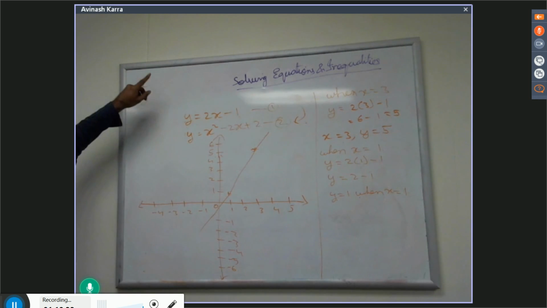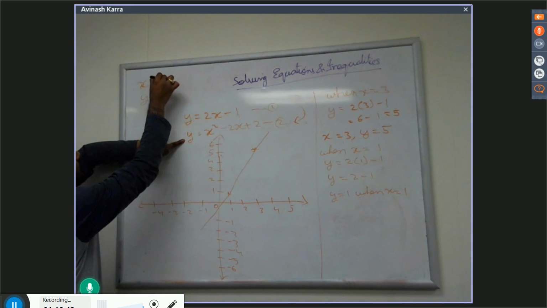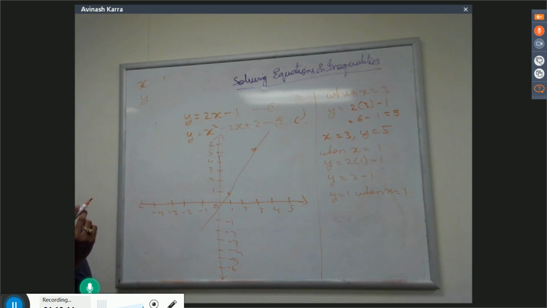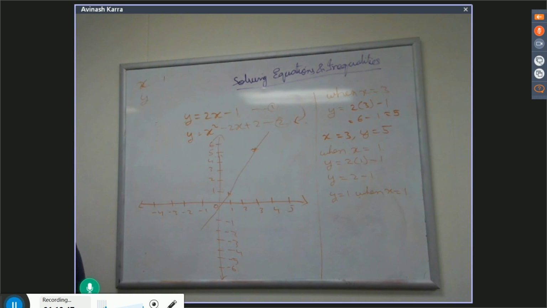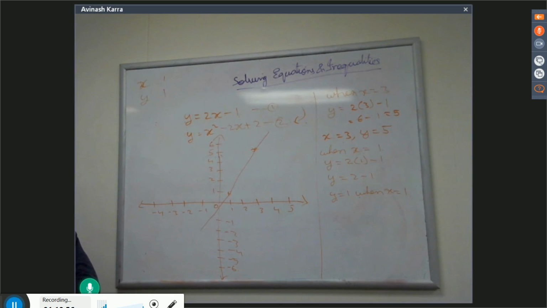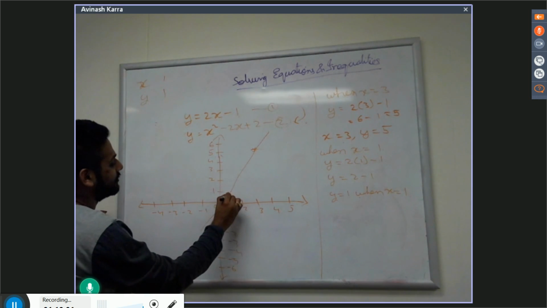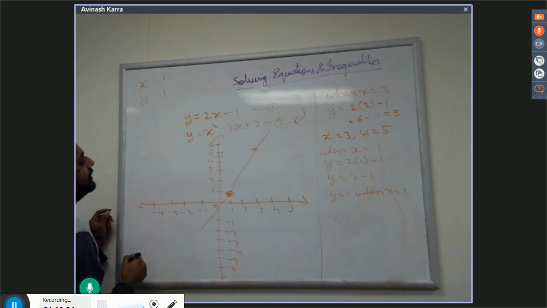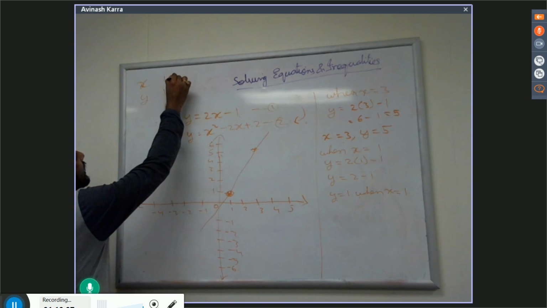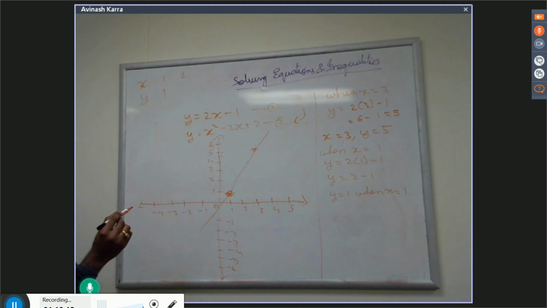X and y. When x equal to 1, what will be the value of y? One minus 2 minus 1 plus 2. Correct? Wouldn't it just be 1? Yes. When x equal to 1, y equal to 1. Okay? 1 point is here. And when x equal to 2, what will be the value?